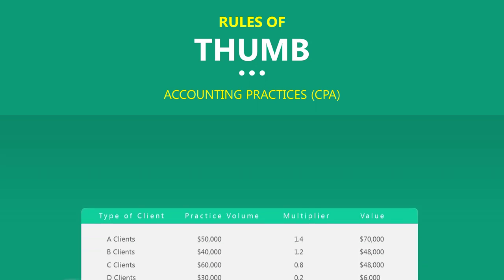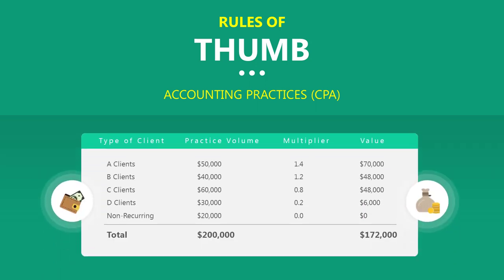Now, these rules of thumb can be applied to the business as a whole, but in practice, what buyers often do is attribute one multiple of revenue to one part of the earnings and another multiple to another while maintaining the same rule of thumb. As you can see here, the investor has broken down the clients into different categories. A clients are considered more valuable and have been given a multiple of 1.4. B clients have been given a multiple of 1.2, and so on down the line.